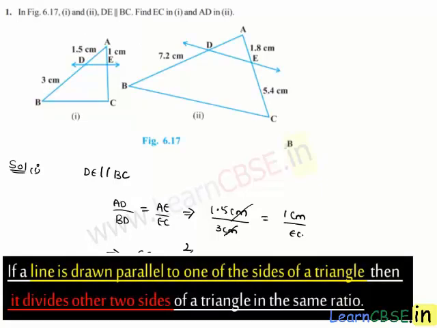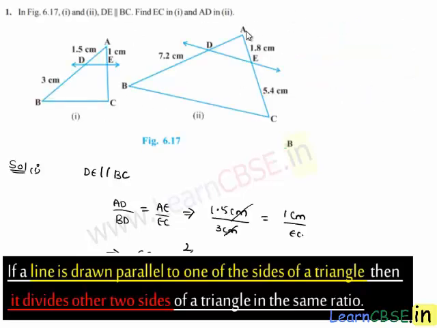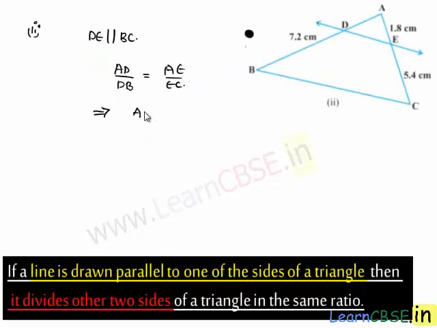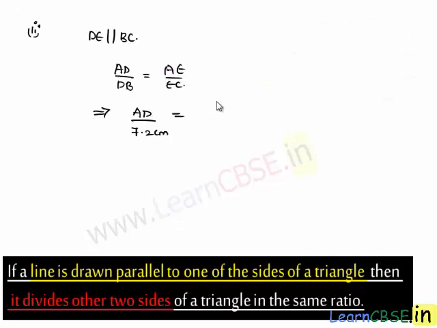Now similarly for the second problem, by applying the basic proportionality theorem, as DE is parallel to BC, we get AD by DB is equal to AE by EC, which implies AD, whose value has to be found, and DB is given as 7.2 centimeters, which is equal to AE, given as 1.8 centimeters, and EC is given as 5.4 centimeters.